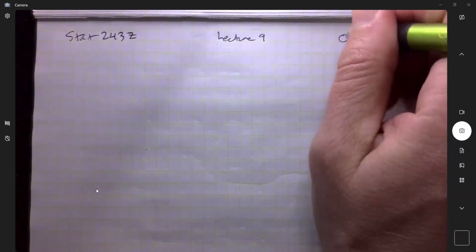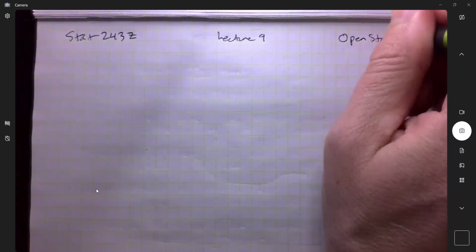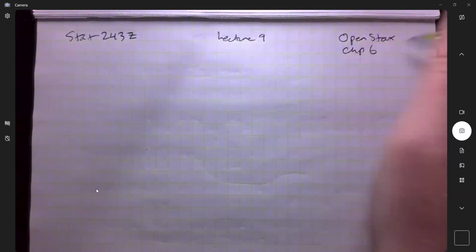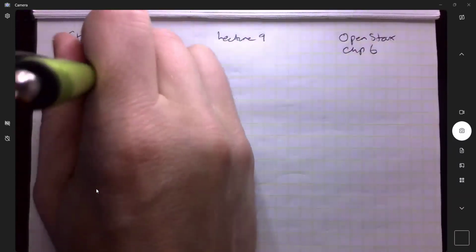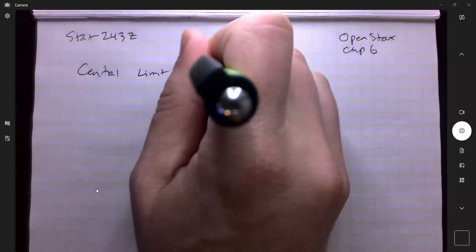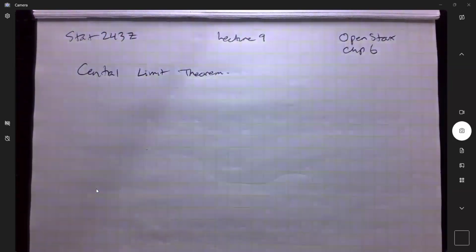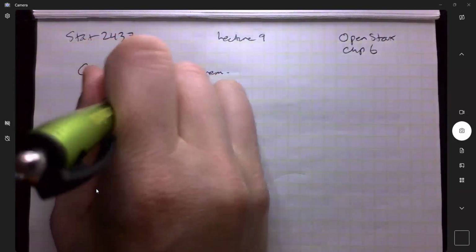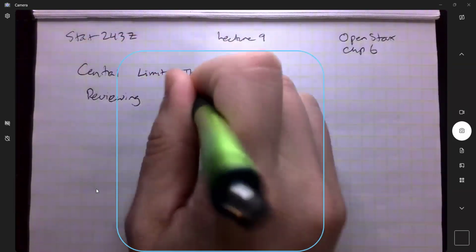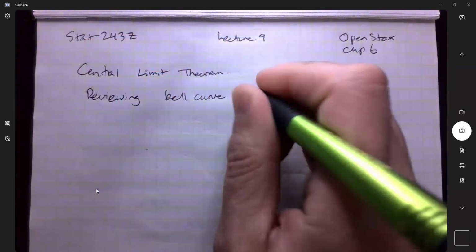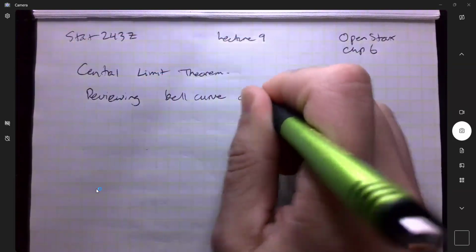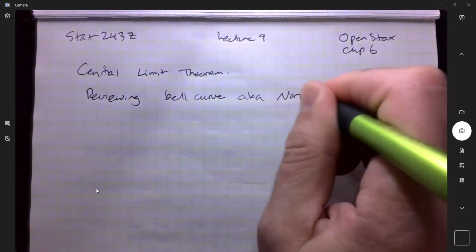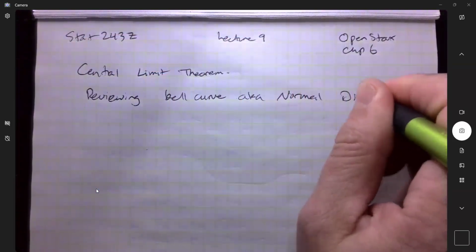And we are talking about OpenStax, Chapter 6, the Central Limit Theorem. So let's start by reviewing a bell curve, also known as a normal distribution.